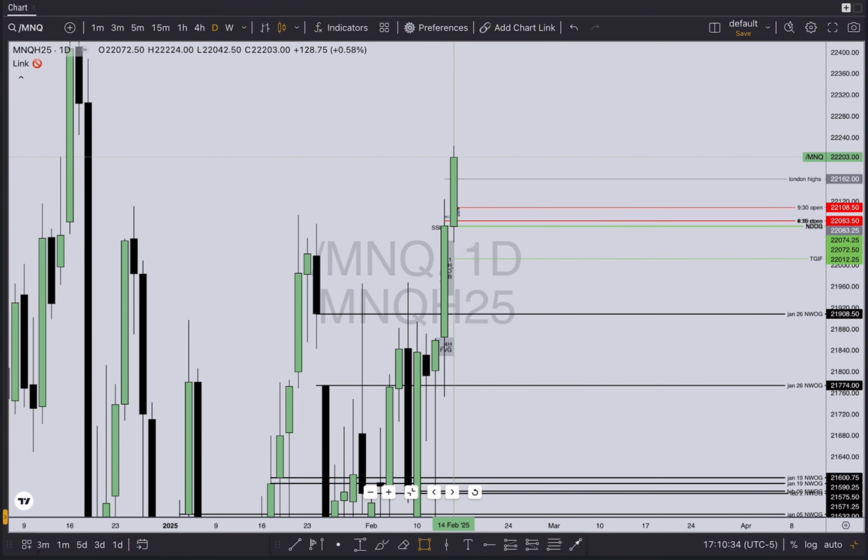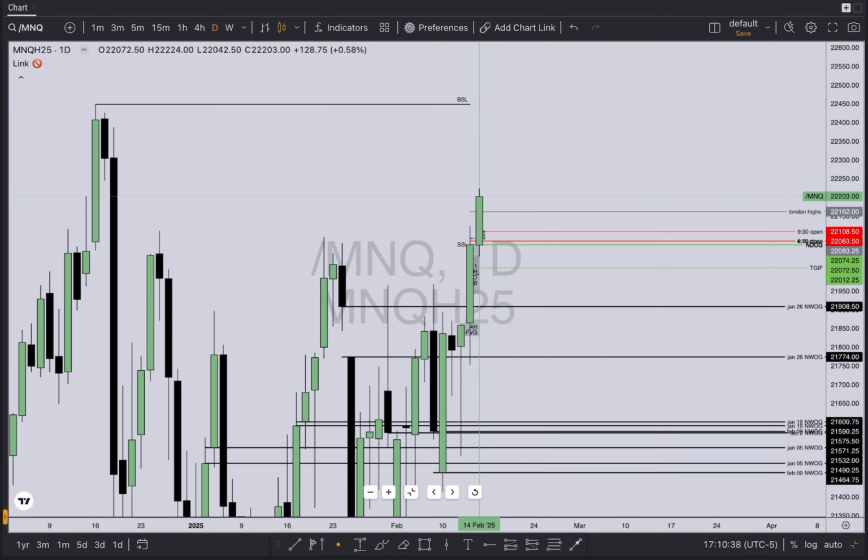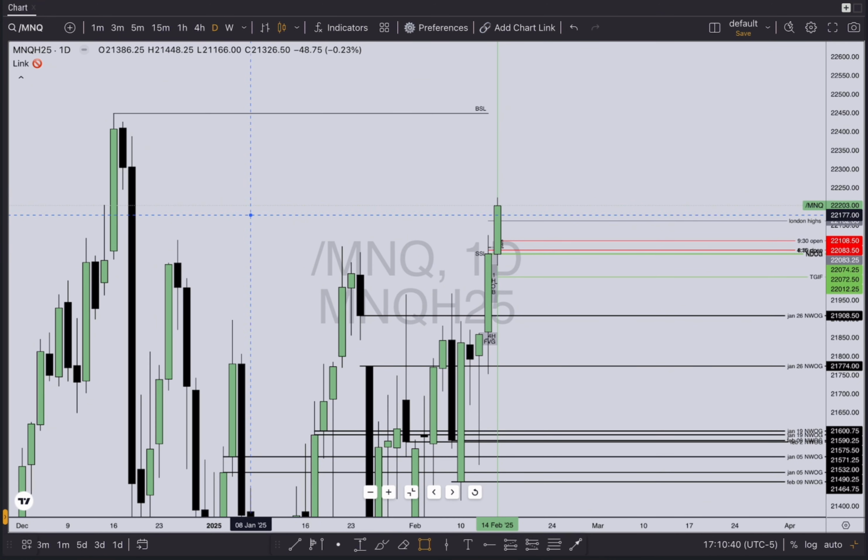Coming into the day, obviously, what we can see here is this. We have this daily inefficiency, which we tapped into the day prior, right, and we didn't close above the wick. We wicked and then closed under it. We have this inefficiency. So coming to the day, yes, we could see some sort of retracement into this daily range, or we could see a continuation.